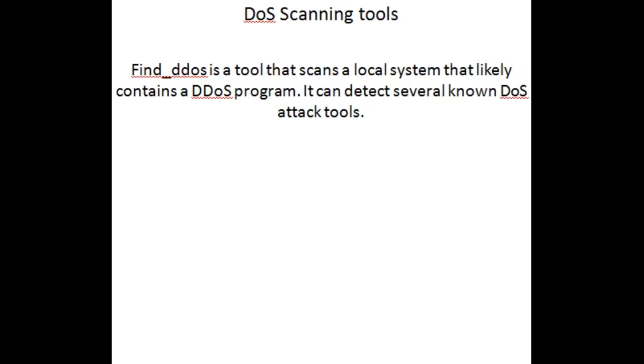DoS scanning tools. Find DDoS is a tool that scans a local system that likely contains a DDoS program. It can detect several non-DoS attack tools. SARA gathers information about remote hosts and networks by examining network services. This includes information about the network information services as well as potential security flaws, such as incorrectly set up or configured network services, well-known bugs in the system, or network utilized system software vulnerabilities listed in the Common Vulnerabilities and Exposures database and weak policy decisions.